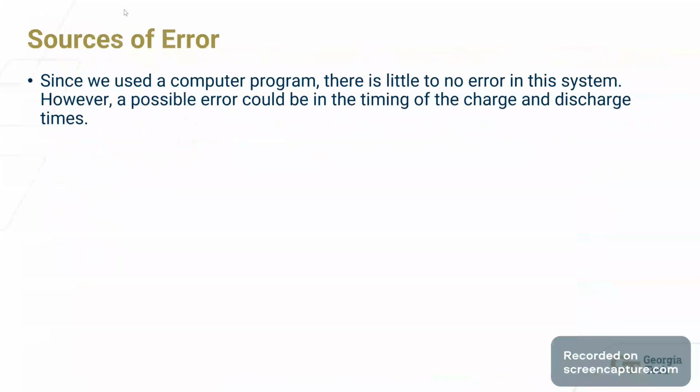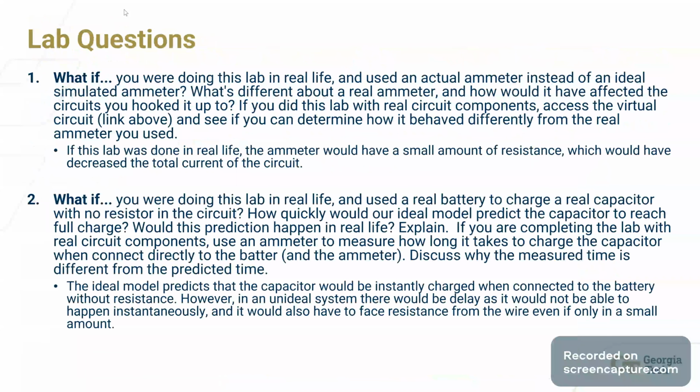Jumping into the conclusion, my what if. If this lab was done in real life, the ammeter would have a small amount of resistance, which would have decreased the total current in the circuit. For number 2, the ideal model predicts that the capacitor would be instantly charged when connected to the battery without resistance. However, in a non-ideal system, there would be a delay, as it would not be able to happen instantaneously, and it would also have to face resistance from the wire, even if only in a small amount.